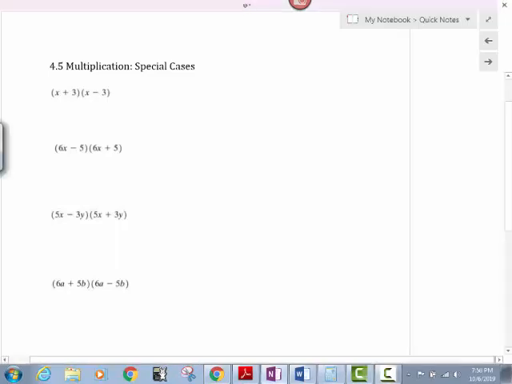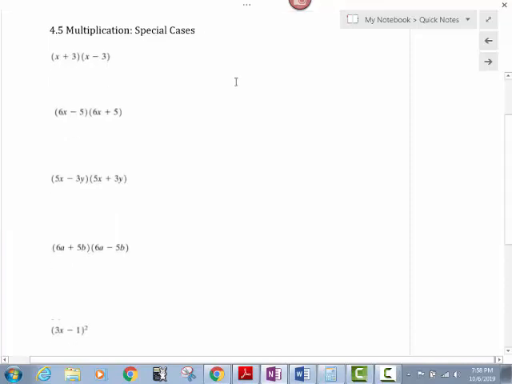All right, so section 4.5, we're still dealing with multiplication. They call these special cases. I guess they are special cases, but the point here, we're going to do the process exactly the same way, okay? So I don't want you to get too bogged down with that, but let's go ahead and do what we were doing in 4.4.